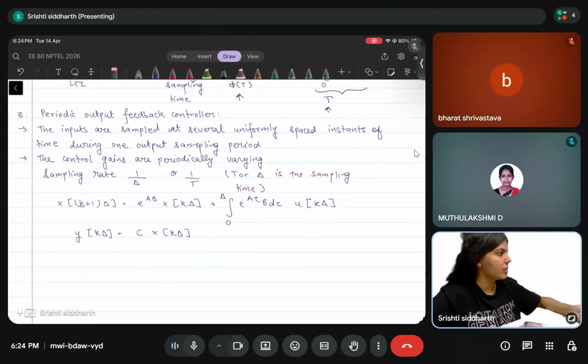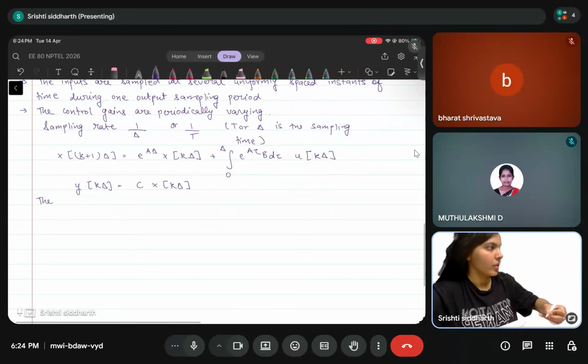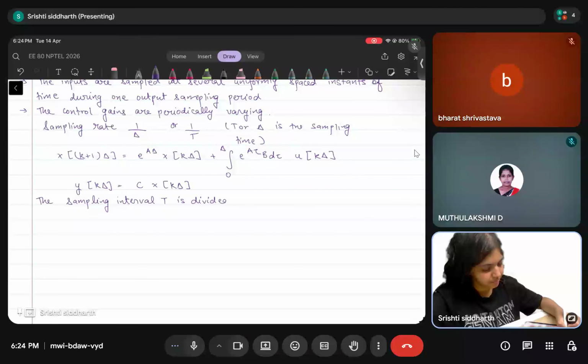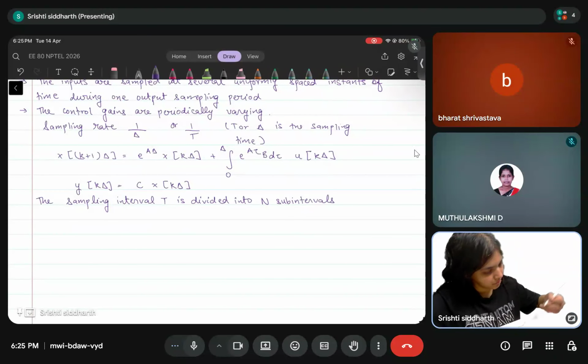So the sampling rate is also known as n, I think. Okay, so I'll note this down. The sampling interval T is divided into n subintervals. Okay, so delta is T over n.